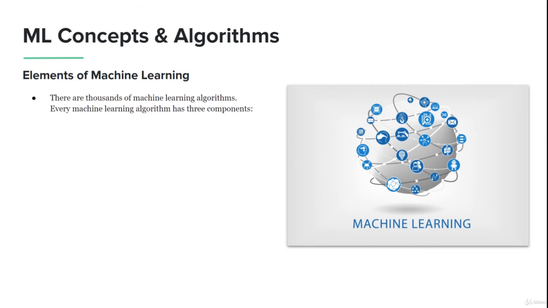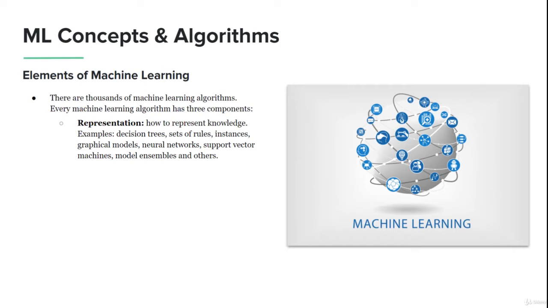So the elements of machine learning, let's look at those. There are thousands of machine learning algorithms, and every machine learning algorithm has three components. Very important for you to understand that with the thousands of different machine learning algorithms, they all have these three components. Number one, representation: decision trees, different sets of rules, instances, graphical models. It's essentially how you're presenting the information. Different neural networks, support vector machines, all of this is how you're representing the data.